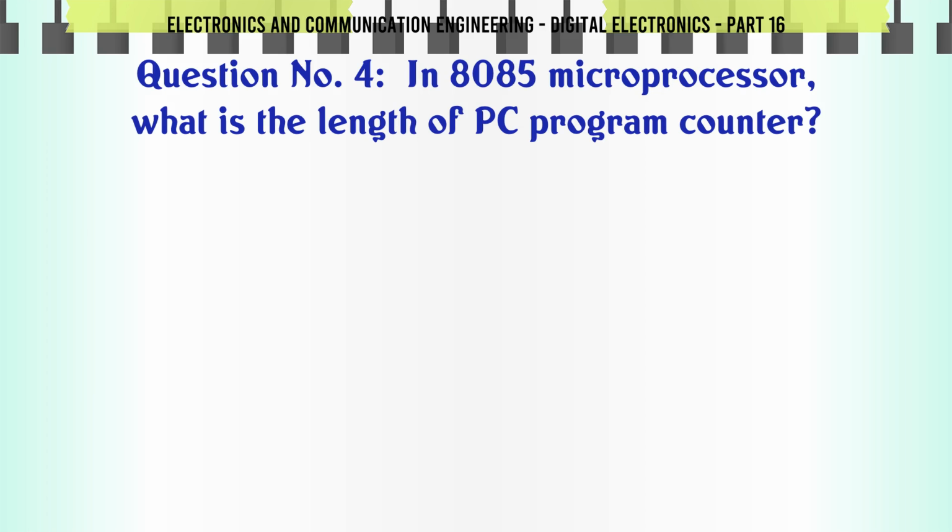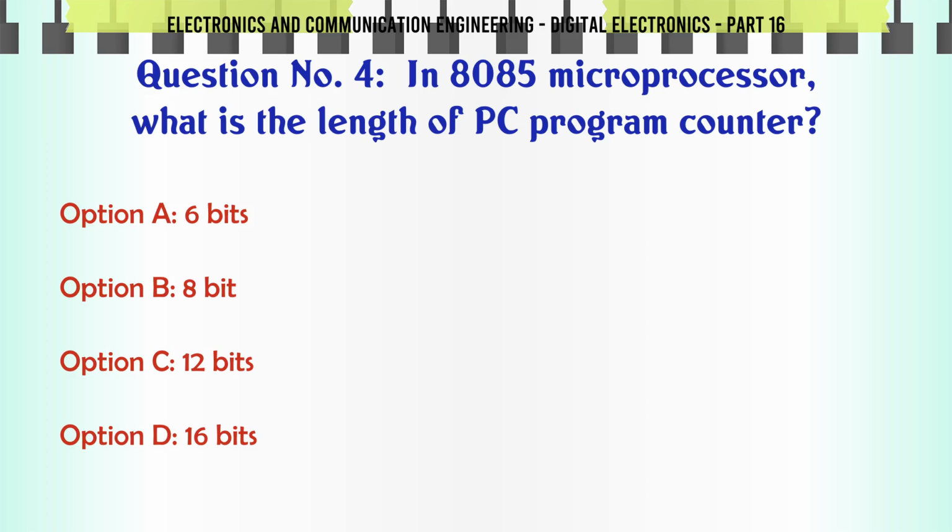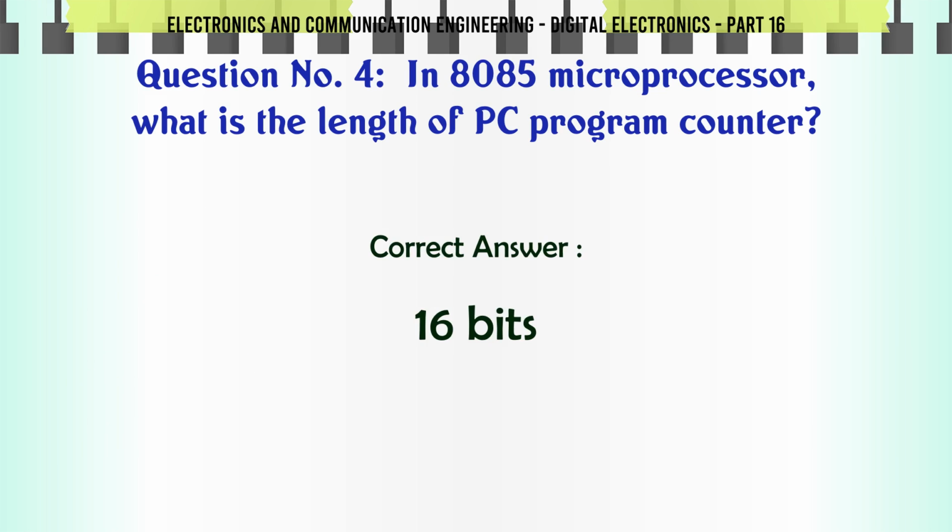In the 8085 microprocessor, what is the length of the PC, the program counter? A. 6 bits, B. 8 bits, C. 12 bits, D. 16 bits. The correct answer is 16 bits.